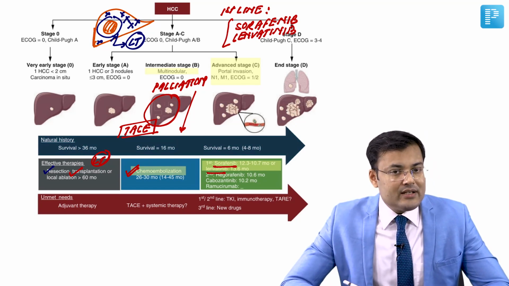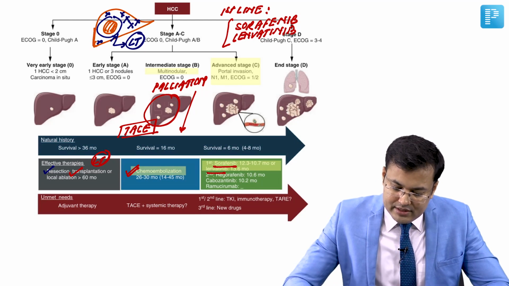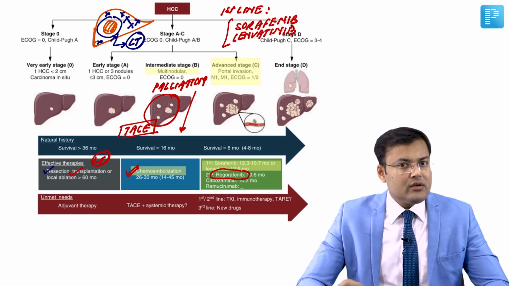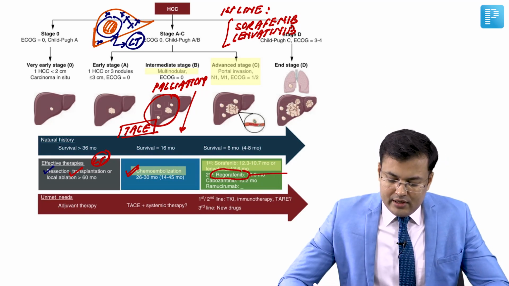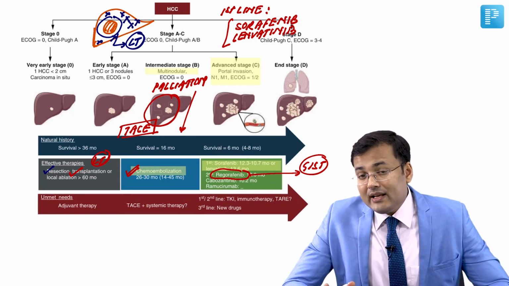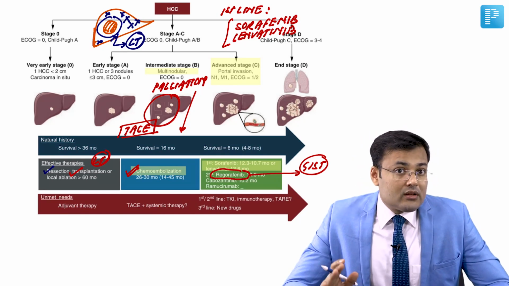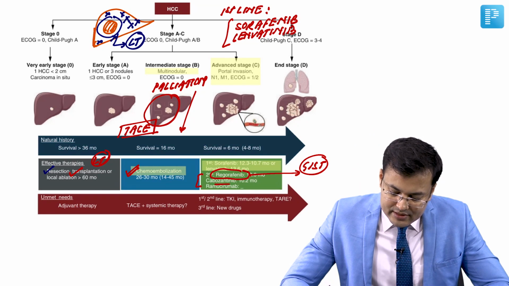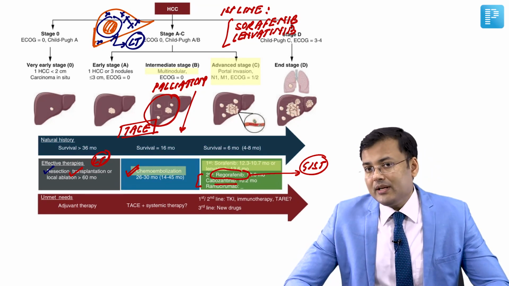The second line agent is regorafenib. Here you can see. This is regorafenib. What is the other use of regorafenib? You know, it is also used in GIST. The first line agent in GIST is imatinib mesylate. Second line is sunitinib. Third line is regorafenib. And the another agent which is used, that is cabozantinib.